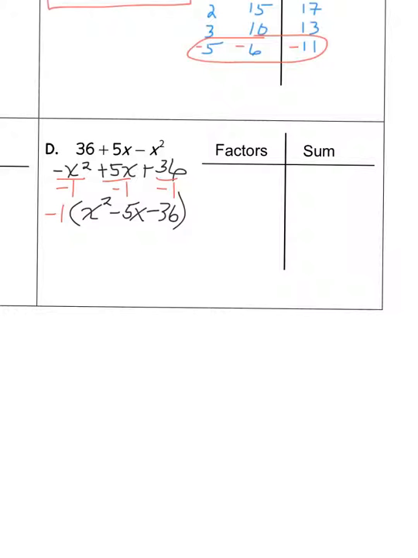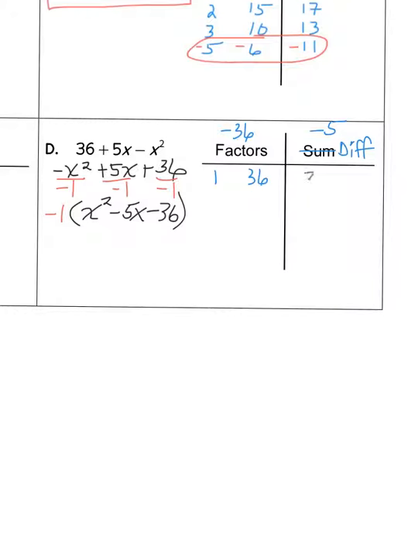So I'm going to ignore the -1 for right now, and I'm just going to factor this. So I'm going to multiply 1 times -36. That gives me a -36. So that means that I do not want to add the factors of 36. I want to subtract them, so I want a difference. And I'm looking for a middle term of -5. So my factors of 36 are 1 and 36.